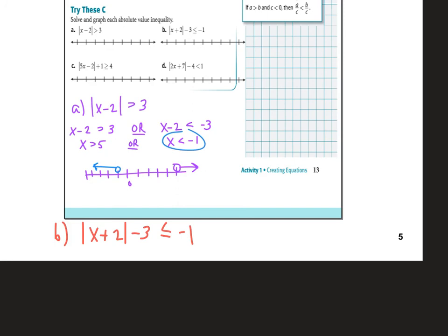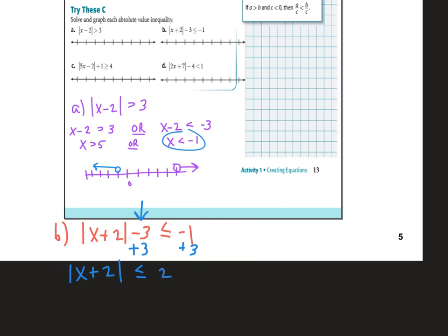Okay, so let's kind of treat it like an equation first. Don't start splitting anything, whether it's an equation or an inequality, before we take care of any terms on the outside. So add 3 before we do anything. Okay, absolute value of x plus 2 is less than or equal to positive 2.